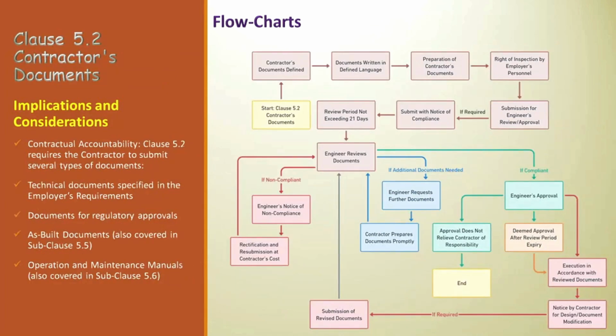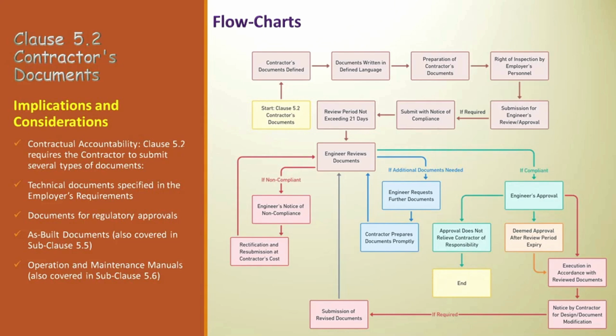Moving on to Clause 5.2 Contractor's Documents Flowchart. Starting node. Clause 5.2 Contractor's Documents. This is where we begin understanding the contractor's obligations regarding the documents they must provide. Next is contractor's documents defined.